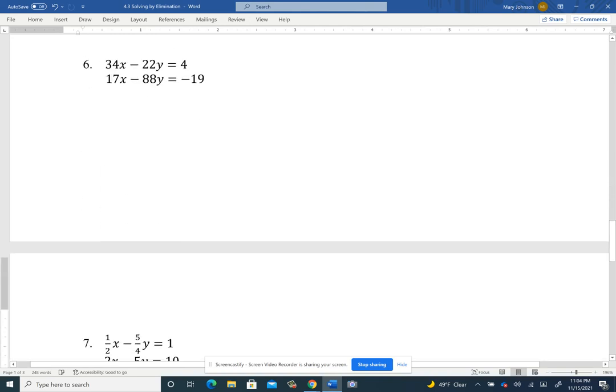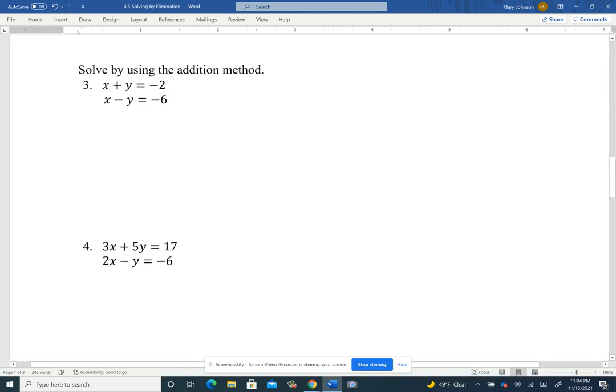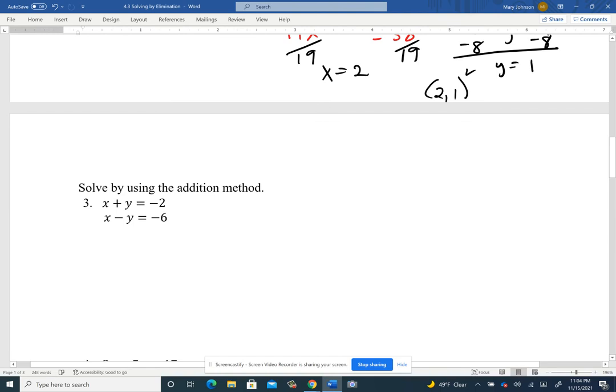Just kind of look them over a little bit. All right, so on question number 3, the y's are already opposites. So I don't have to tweak these equations. I can come right in and add, and I'd get 2x, the y's cancel, equals negative 8. So x would be negative 4.